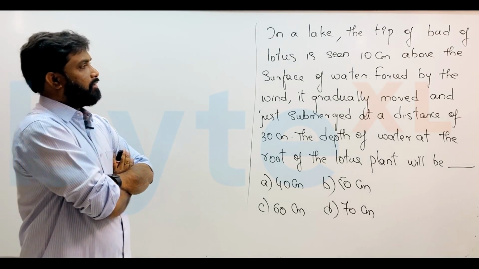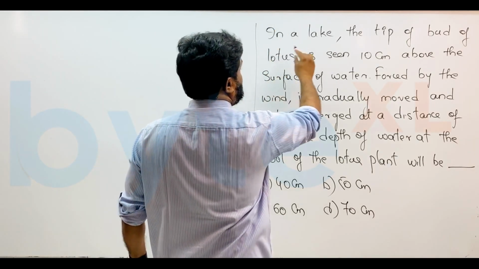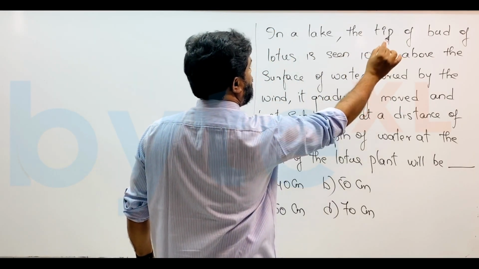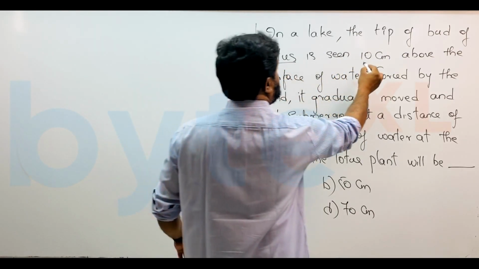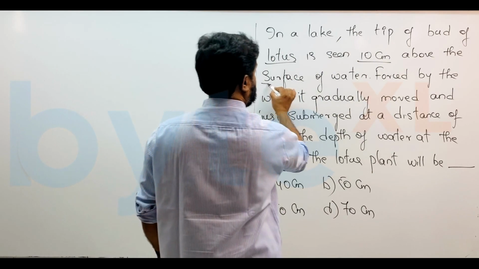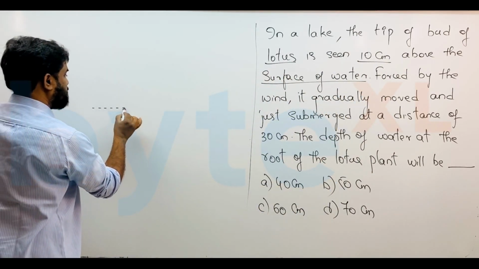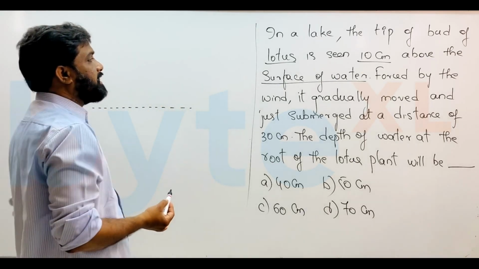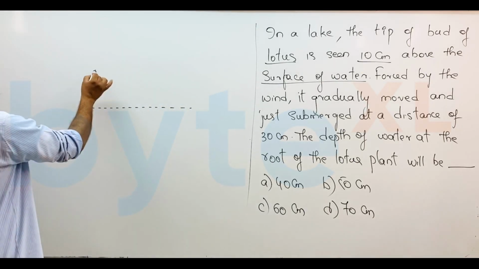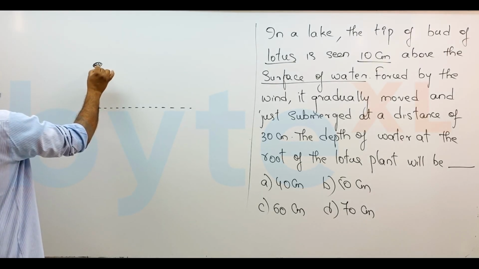Friends, here let us have a look at this question. In a lake, the tip of bud of a lotus flower is seen 10 centimeters above the surface of water. That means, let us suppose this is the surface of water, 10 centimeters above the surface of water. So 10 centimeters above the surface of water, a lotus flower is seen.